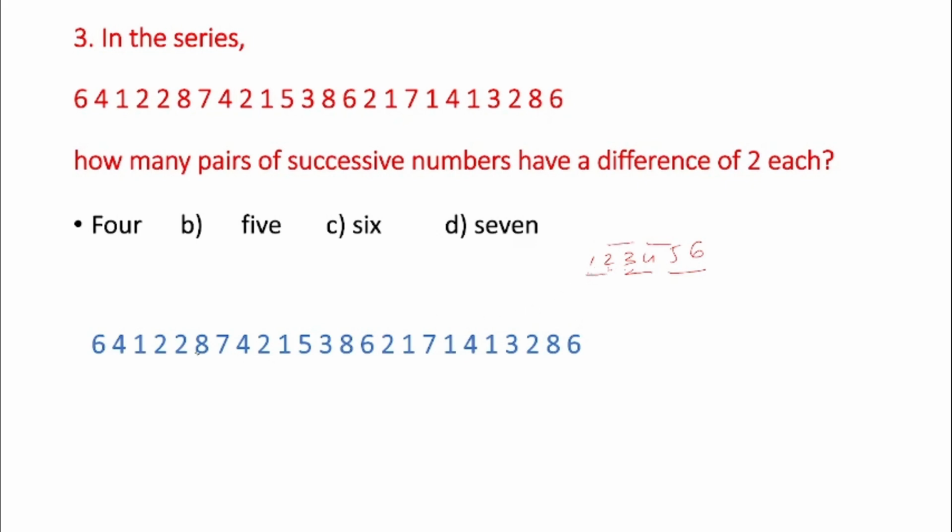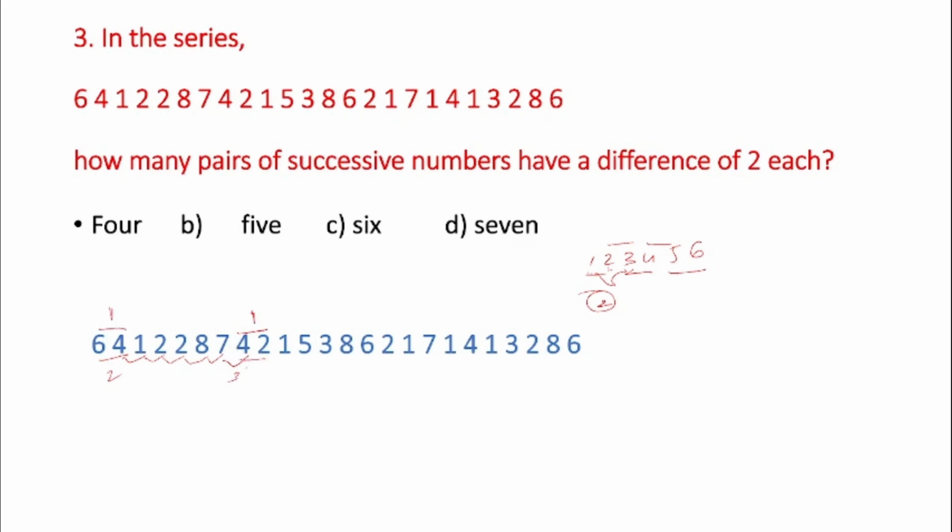So we have to check whether the difference between these two successive numbers is 2. When subtracted, it should result in 2. So let's start with the first one. 6 and 4 results in 2. If we check 4 and 1, more than 2. 1 and 2, less than 2. 2 and 2, 0. 2 and 8, more than 2. 8 and 7, less than 2. 7 and 4 is 3. 4 and 2, again we have 1 here.